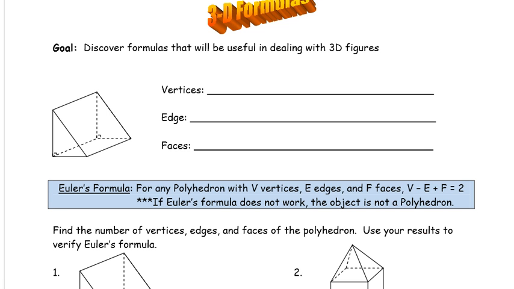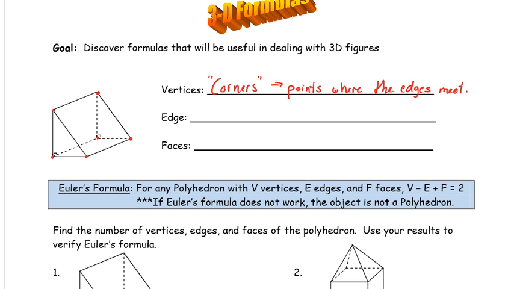Vertices, edges, and faces. So vertices are these points that I just labeled. There's one in the back there. In this case, there's 6 of them. And they're basically like the corners. If you want to think of it as the corners or points where the edges meet. So those are our vertices.